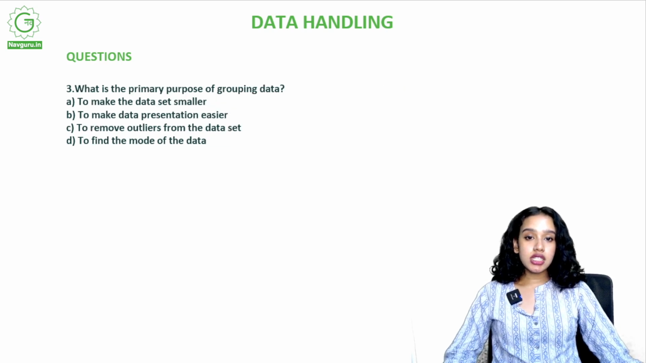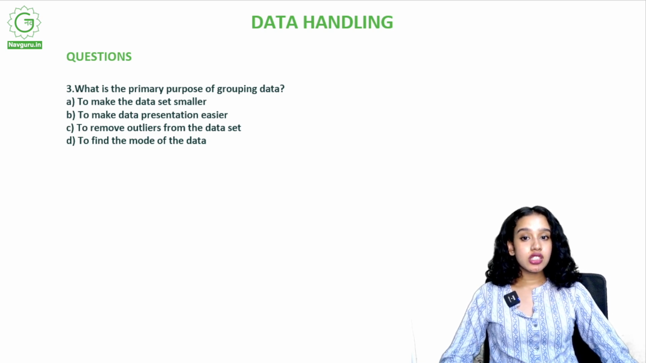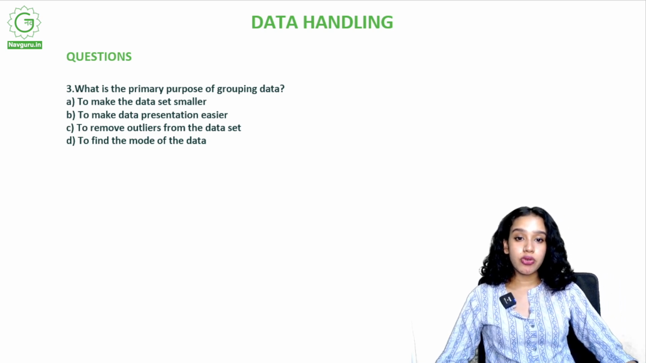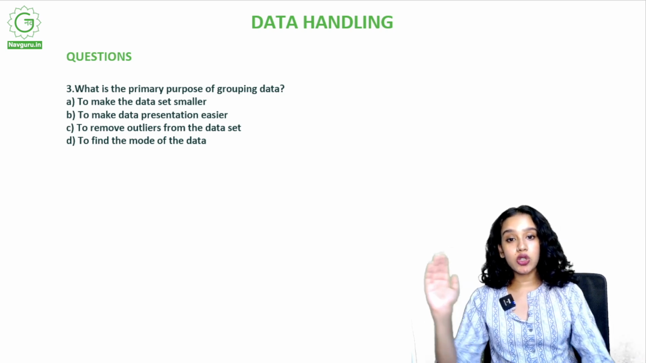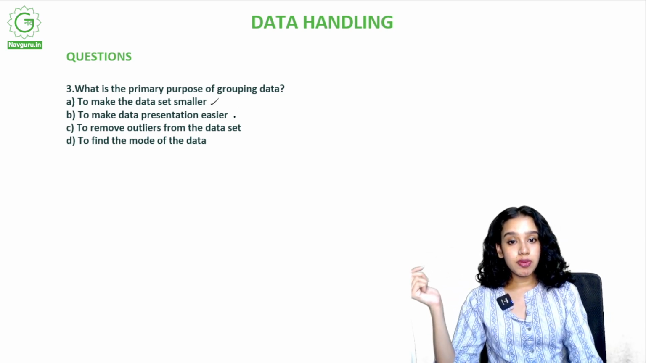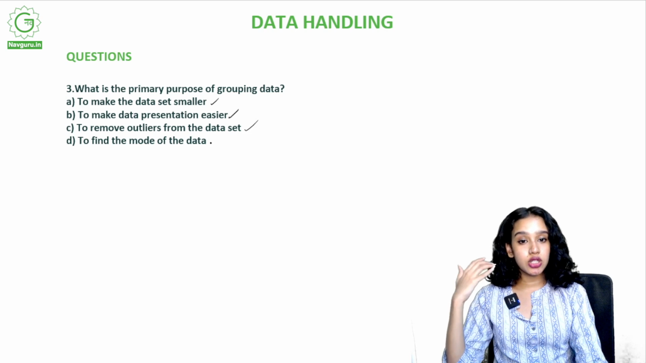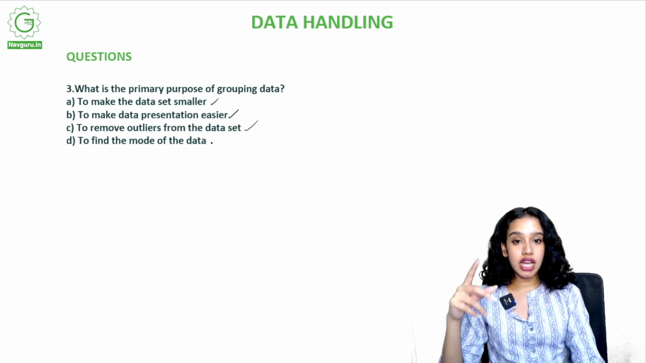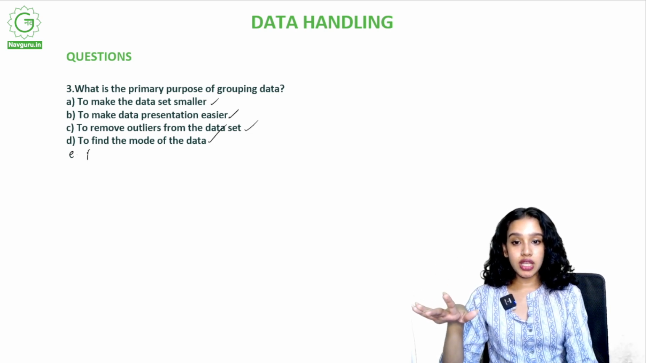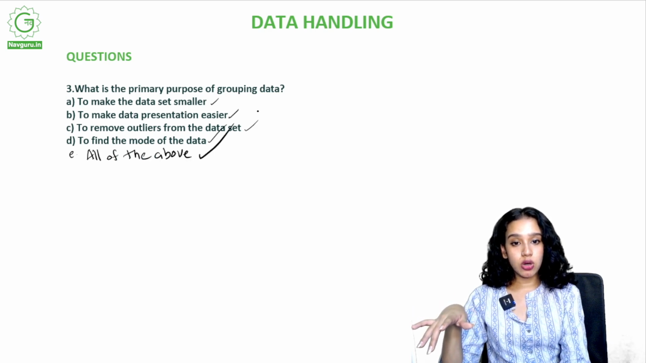Now, what is the primary purpose of grouping data? To make the data set smaller, to make the presentation easier, to remove outliers from the data set, to find the mode of the data. For this question, actually all 4 of these answers are right. Why? When we group, the data set becomes smaller, the presentation becomes easier, the outliers are removed, and we could easily find the mode of the data. We could actually see what is more frequent, right? If we had an option all of the above here, that would be the right answer. All 4 of them are correct. So all of the above.